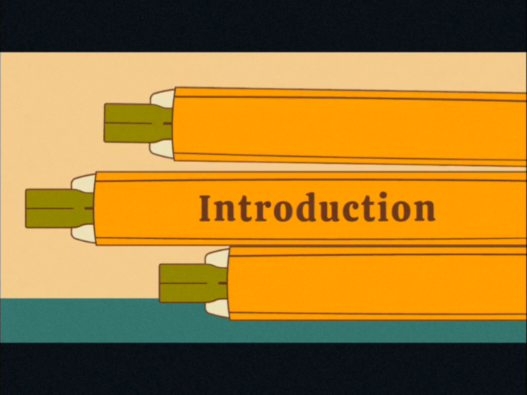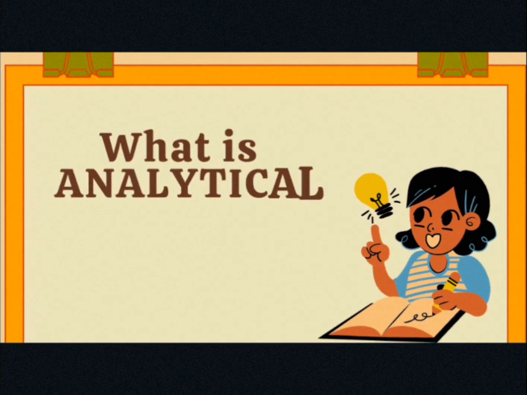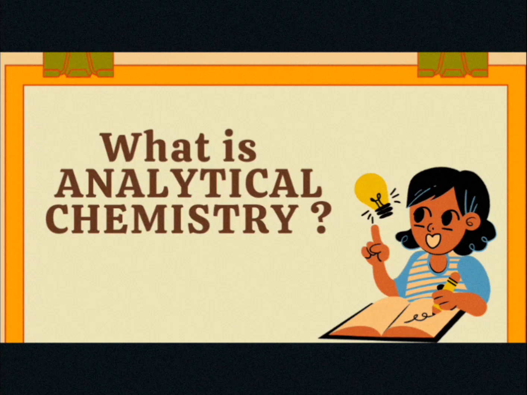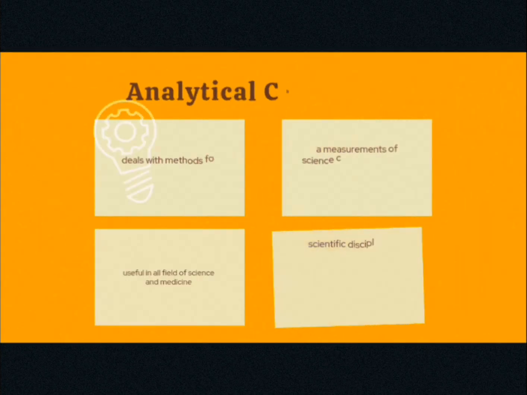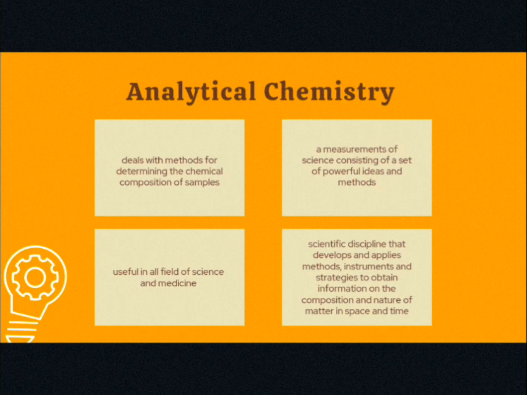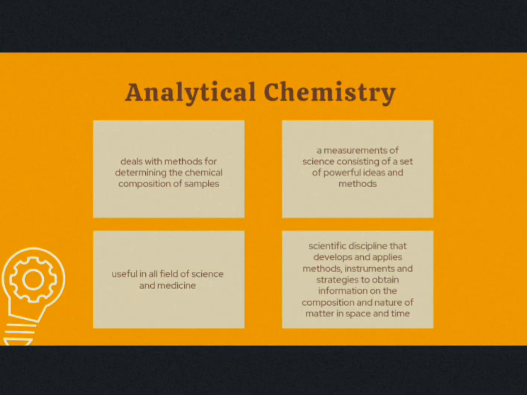So the introduction. What is analytical chemistry? Analytical chemistry deals with methods for determining the chemical composition of samples, useful in all fields of science and medicine. A measurement science consisting of a set of powerful ideas and methods. A scientific discipline that develops and applies methods, instruments, and strategies to obtain information on the composition and nature of matter in space and time.